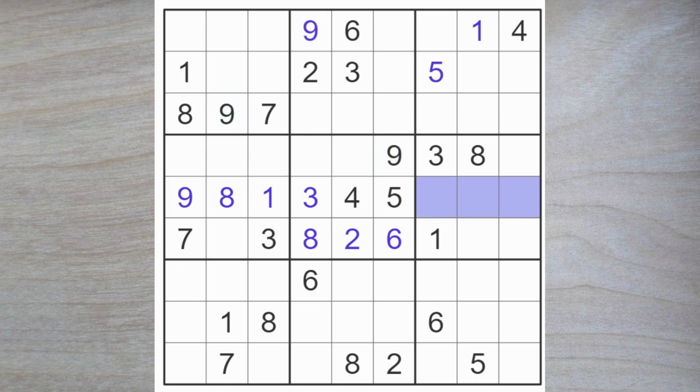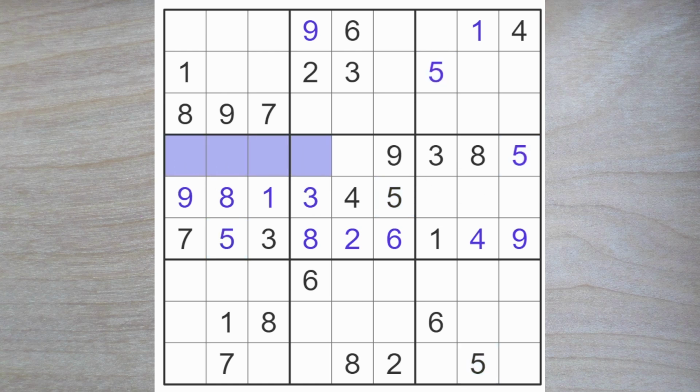Now we know that these three squares have got to be a 2, 6, and a 7. I can't solve that yet, I think, but now I know that these can't be 2, 6, and 7. The 4 blocks down, so here's a 4. The 9 blocks over, here's a 9. And therefore we have a 5 here. This 5 blocks across, so here's a 5.